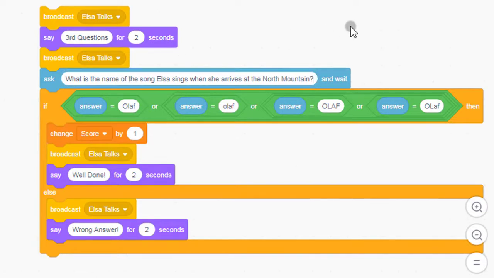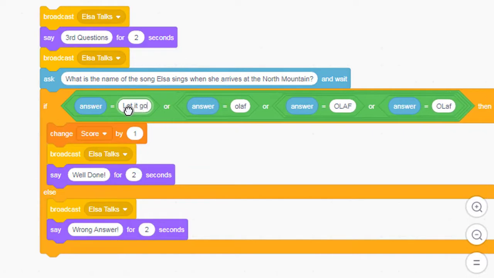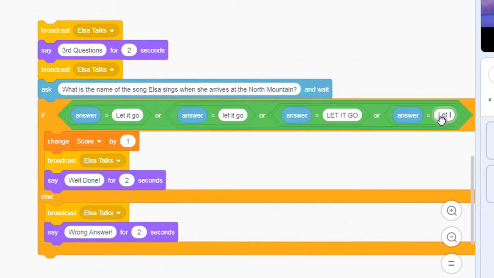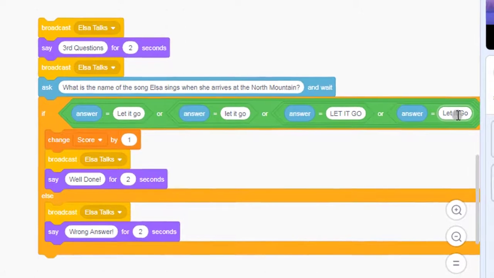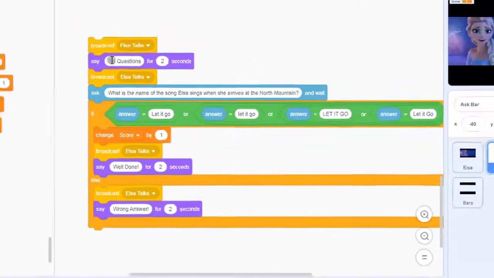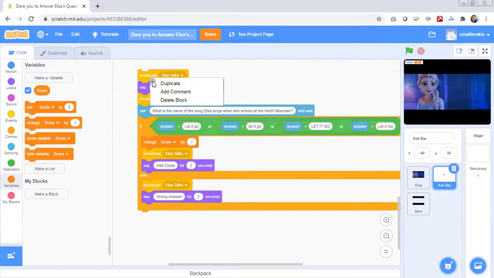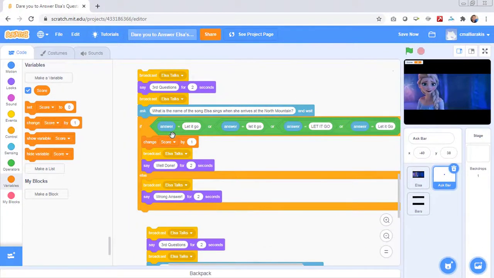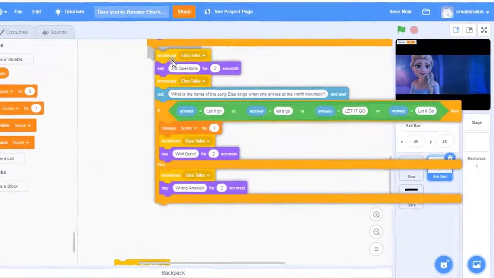And the right answer is, of course, let it go. I will write it, let it go, with not capital letters, with capital letters, and let it go. Very good. I will now create the fourth question. You can take it, drag it, and drop it right here.